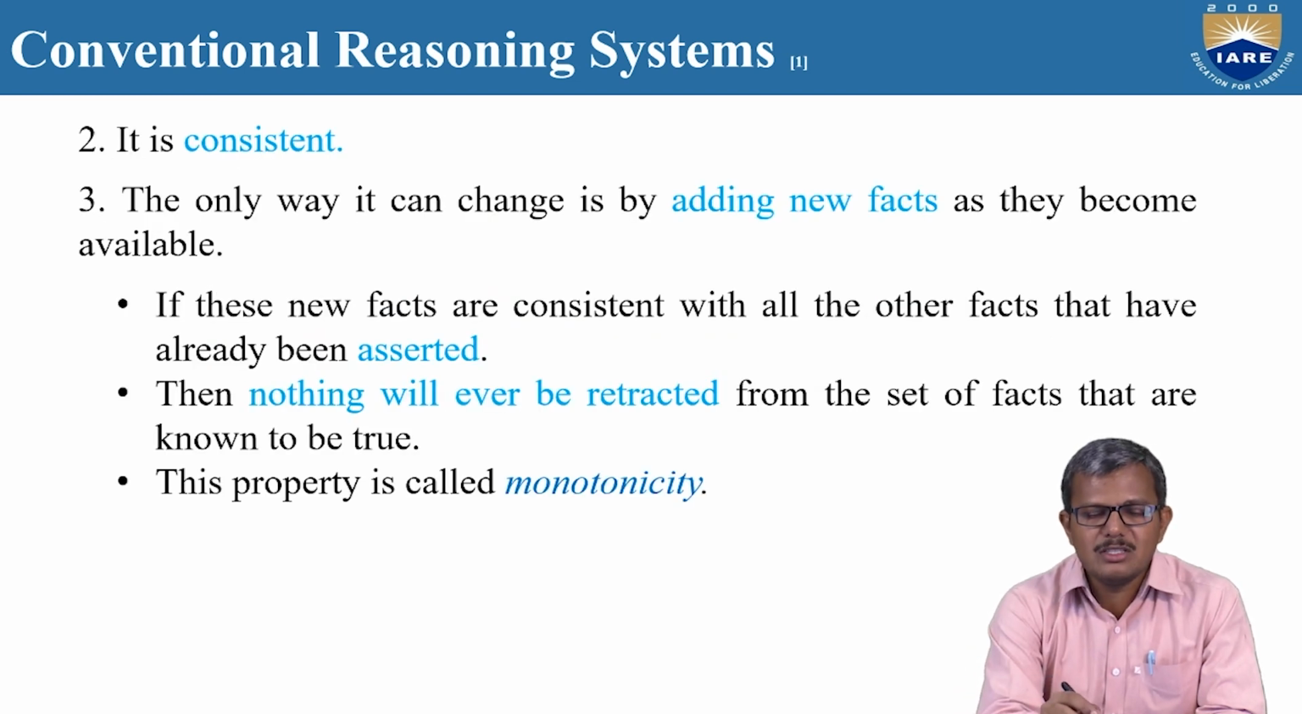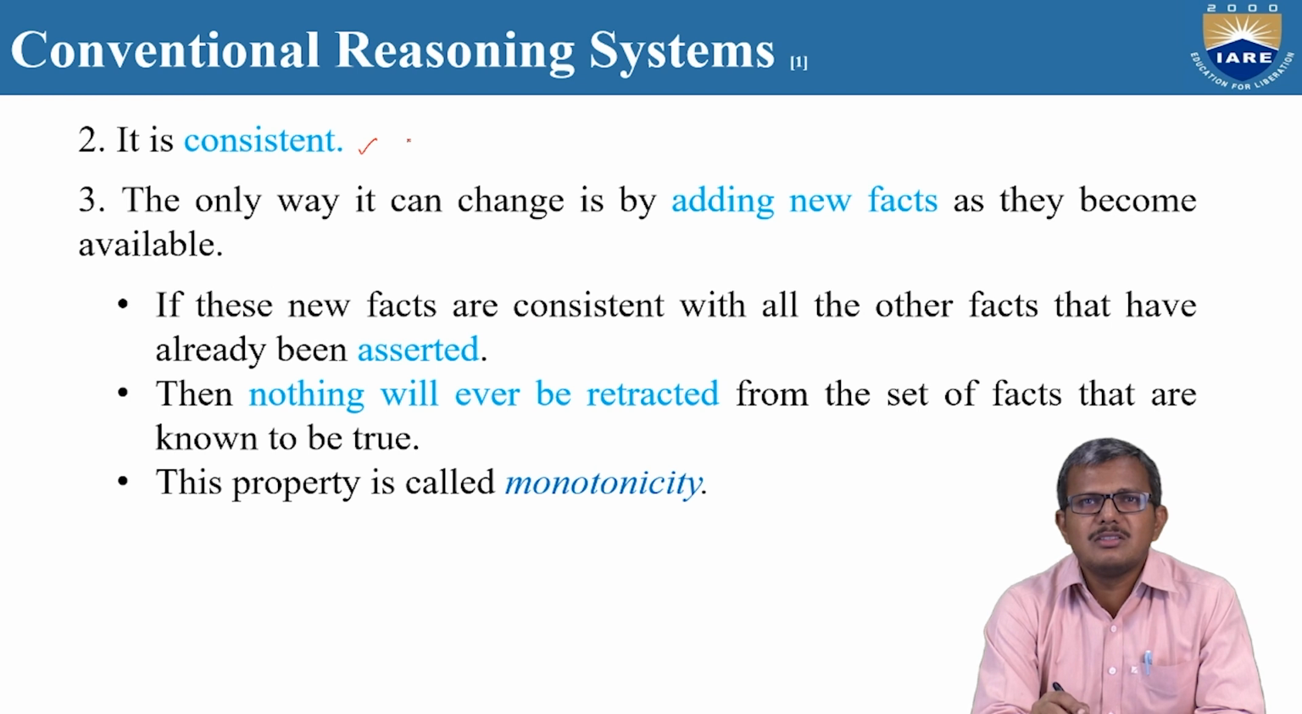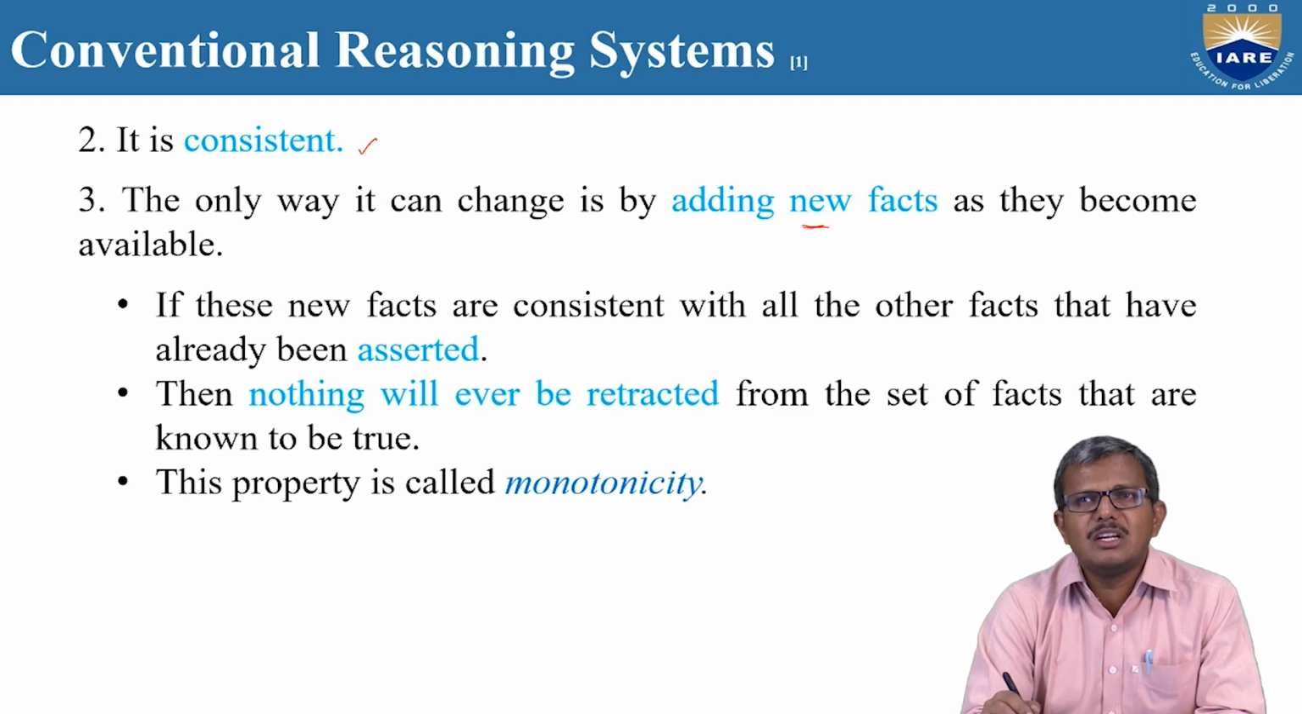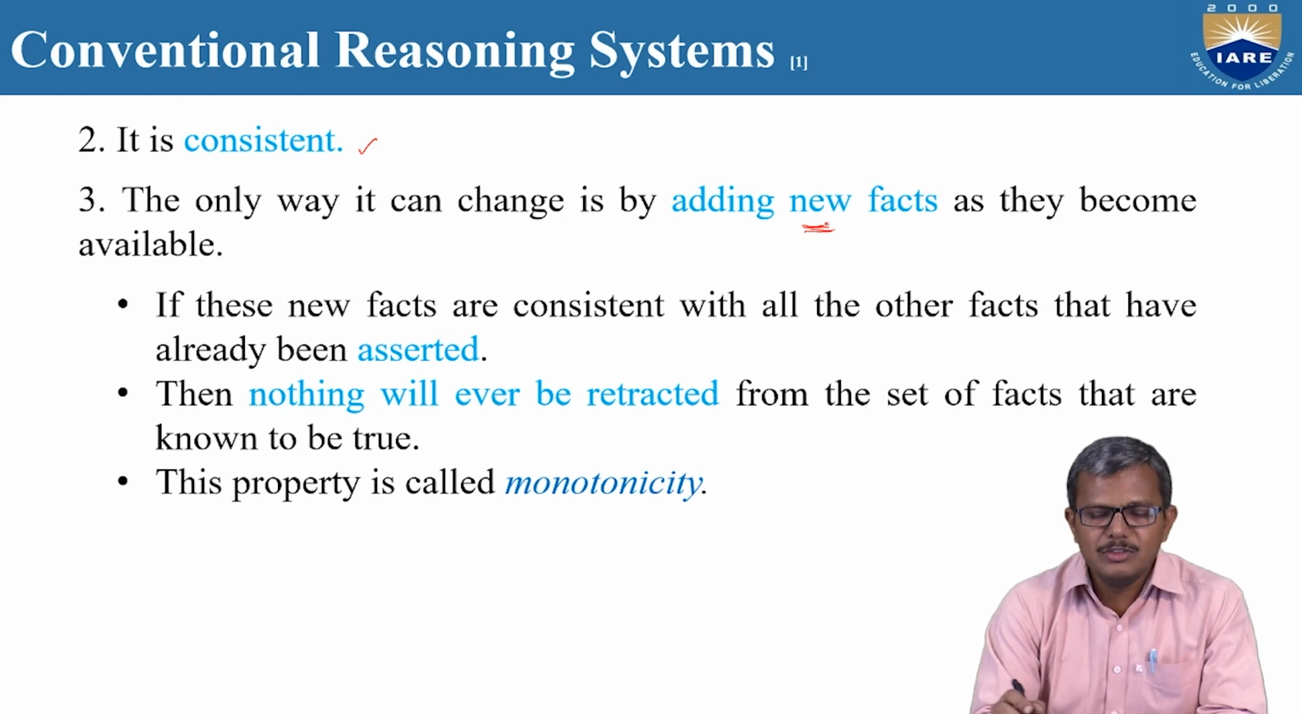Coming to the second one, it should be consistent. The system should be completely consistent. Consistency in the sense that it should be stable. And the third one is that the only way it can change is by adding new facts. Just now we said, whatever information or knowledge is already available, if you feel that knowledge is not suitable enough, you are supposed to keep on adding new facts, if these new facts are consistent with all the other facts that have already been accepted.